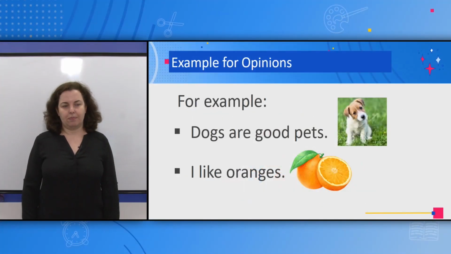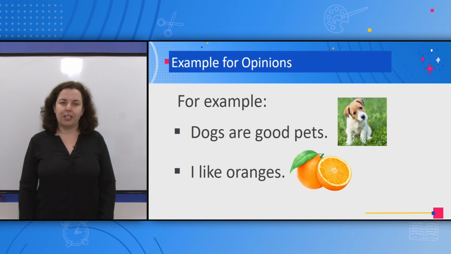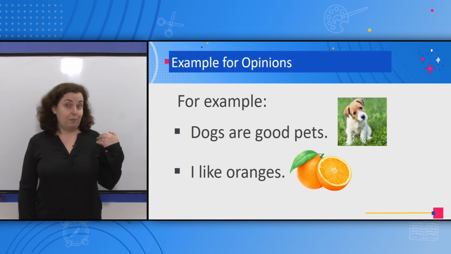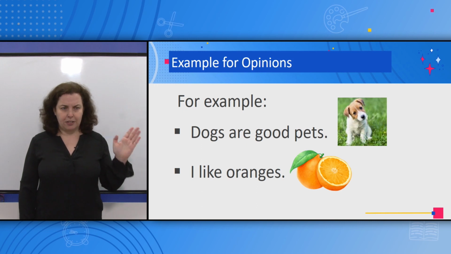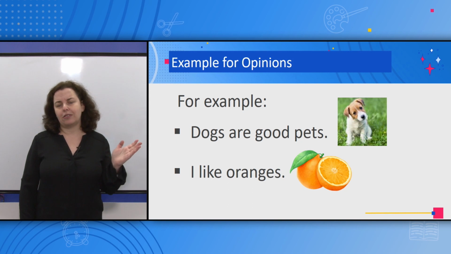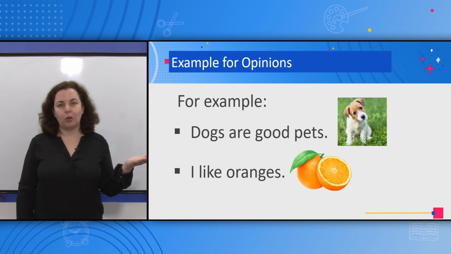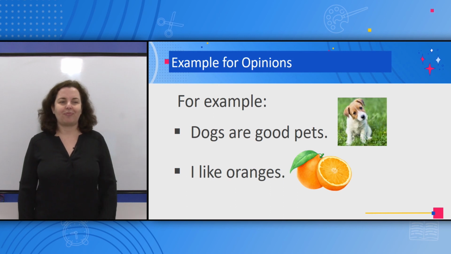Examples of opinions. Here are two examples. Dogs are good pets. That's my opinion. Before we saw a fact that dogs are animals, right? That's a fact. Now we see an opinion. Dogs are good pets. That's my opinion. Some people don't like dogs, so they would say dogs are not good pets.